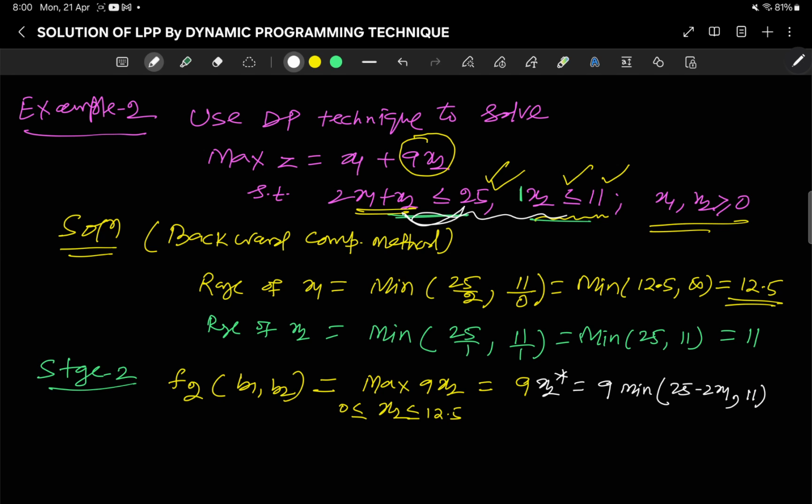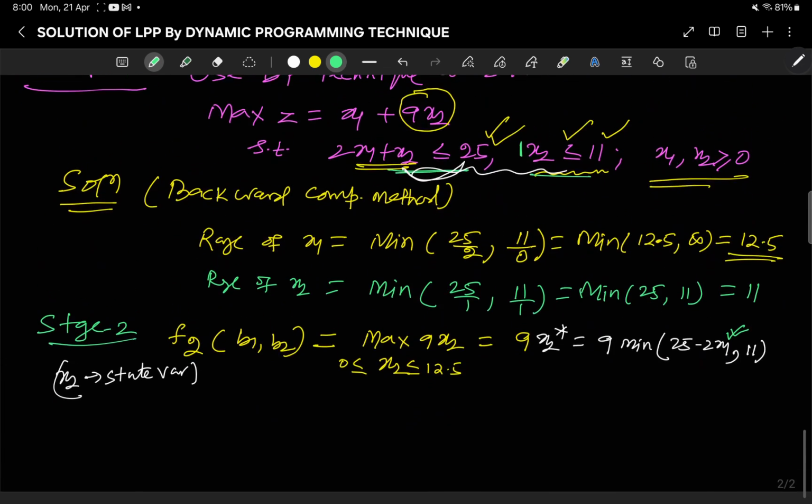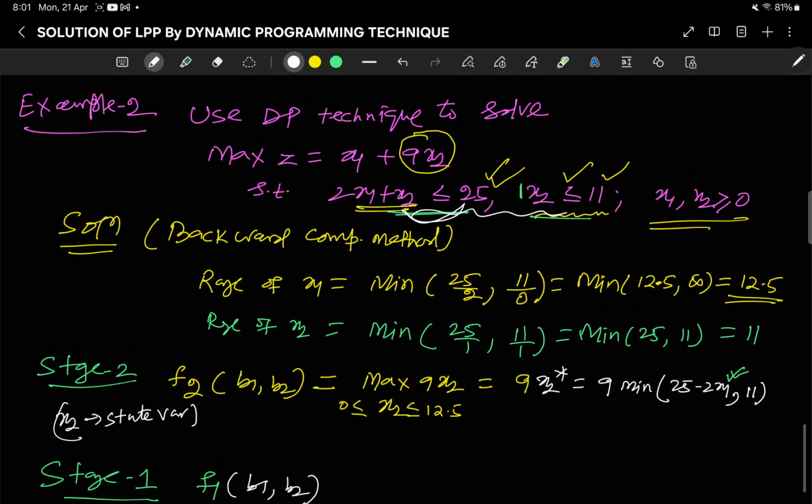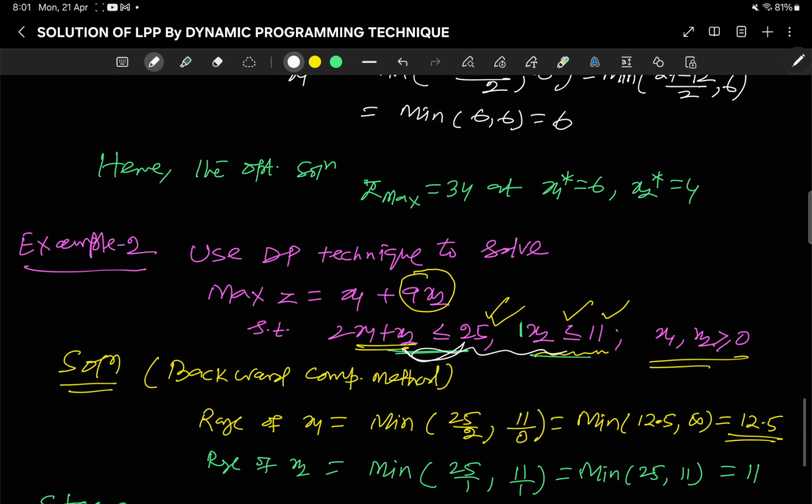Now at this stage, what is my state variable? x2 is my state variable in this stage. For the next step, x1 will be the state variable, right? So now we write stage 1. At stage 1 we have F1, B1, B2, so we have to start from x1 here.